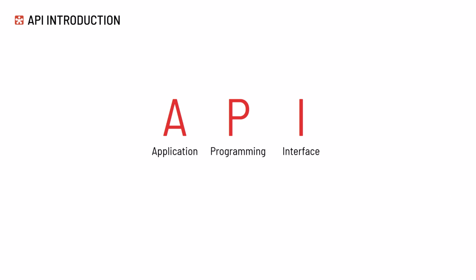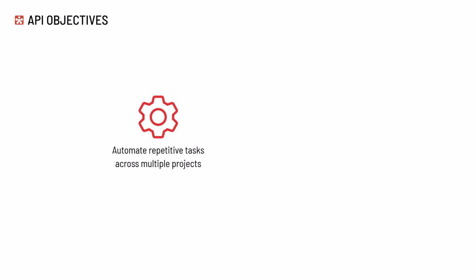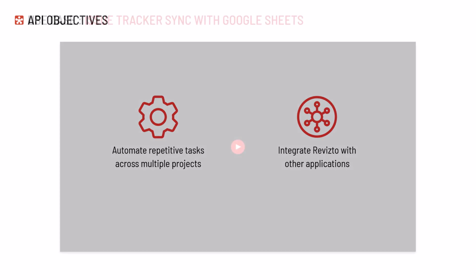So the API stands for Application Programming Interface, and as the name implies, it's an interface that allows you to interact with the Revizto application programmatically. And with the API, you are able to do several things. You're able to automate repetitive tasks, perhaps across multiple projects, and you're also able to use the API to integrate Revizto with other applications, which will be the scenario that we are focusing on for today.